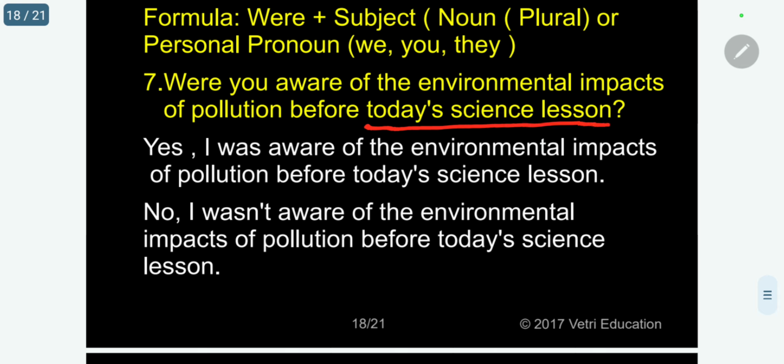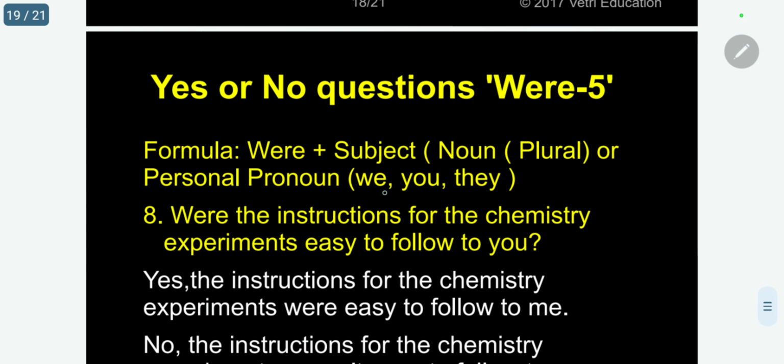There are two possibilities. Yes. Here "you" is used as a singular. So I was aware of the environmental impacts of pollution before today's science lesson. If it is negative, no, I was not aware of the environmental impacts of pollution before today's science lesson. Please follow. Because of past tense, I am using "was". I am not using "were". Kindly follow. Number 8.